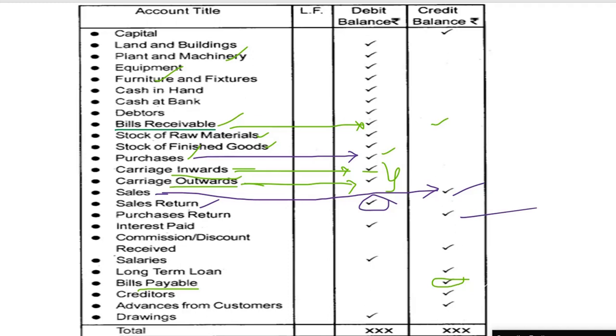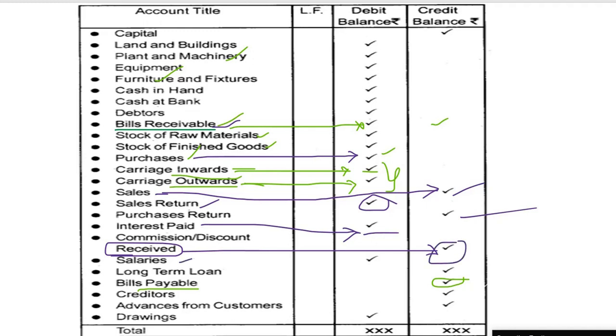Next, interest paid. If you borrow any loan from the bank, the interest which we pay is going out of our hand, so it comes under the debit balance. Next, commission or discount received. Guys, by seeing the name received, we can say that it definitely comes under the credit balance. Receivable means we are going to receive it, we don't know when, so it comes under the debit balance. Received means we already received it, so it comes under the credit balance.